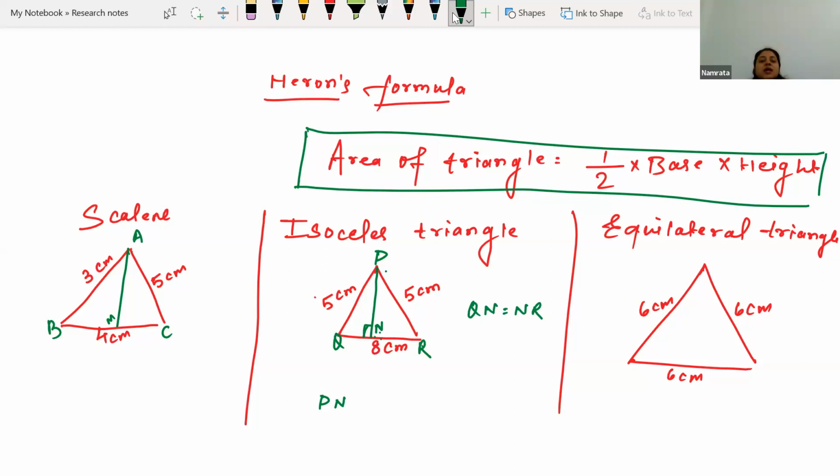Now since QN and NR are both the same, or N is the midpoint of QR, if this total side measurement is 8 centimeter, we can say this much is 4 centimeter and this much is 4 centimeter, right?